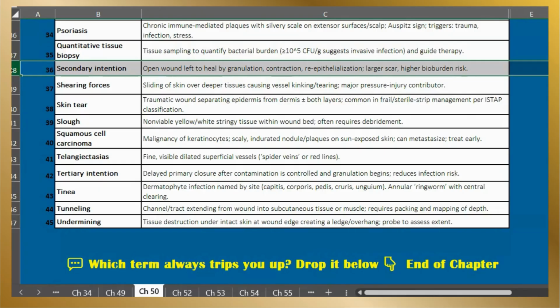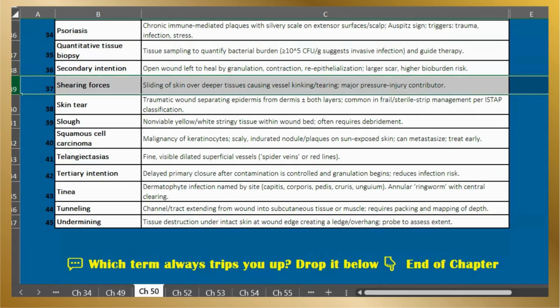Secondary intention. Earlier we had primary, now we have secondary. So it's an open wound left to heal by granulation, contraction, re-epithelialization, large scar, higher bioburden risk. So the skin heals second by itself. Shearing forces, it's sliding of skin over deeper tissue, causing vessel kinking, tearing, a major pressure injury contributor. So it's like slide down, shear. Skin tear.